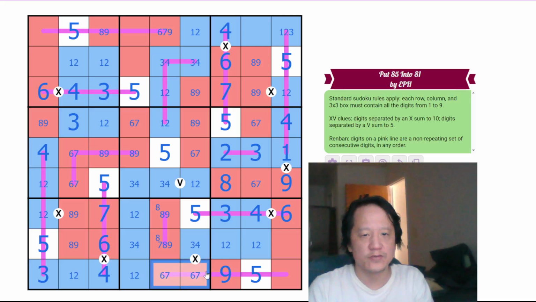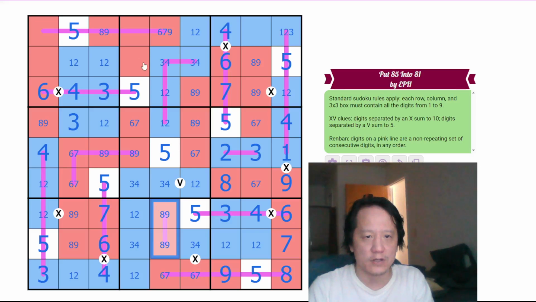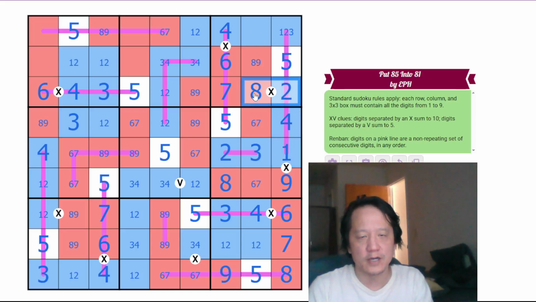That eliminates 6, 7 in the rest of the row, so this is 8. This is 7. 7 eliminates 7 there, so this is 8, 9 pair. That eliminates 8, 9 in the rest of the column, so this can't be 9. 1 eliminates 1 here, so that's 2 and 8 to add up to 10. 1 and 2 eliminate 1 and 2 there, so it's 3. That leaves that as 1 there.